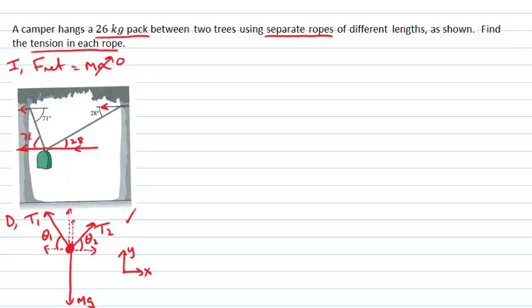Okay, so now the evaluation stage is we're going to work out what the net force is in the x direction. So summing the forces in the x direction, I'm going to have a minus T1 times the cosine of theta 1. And then I'm going to have plus T2 times the cosine of theta 2. That's going to be equal to the mass times the acceleration, and that acceleration is 0. So the right-hand side of that equation is 0.